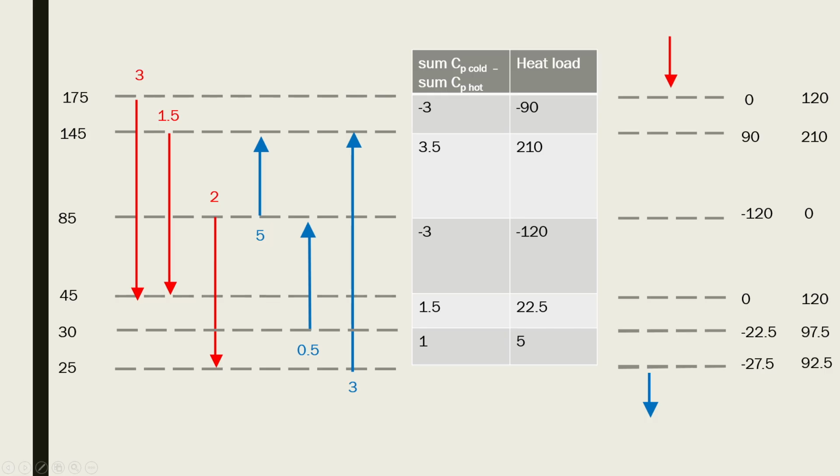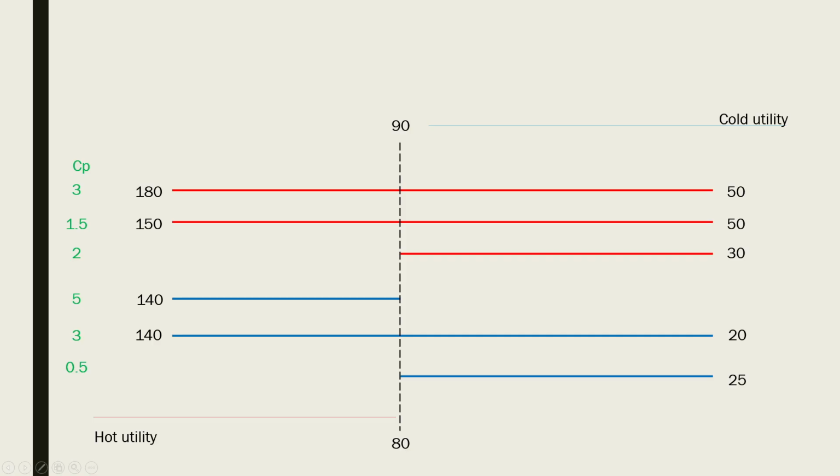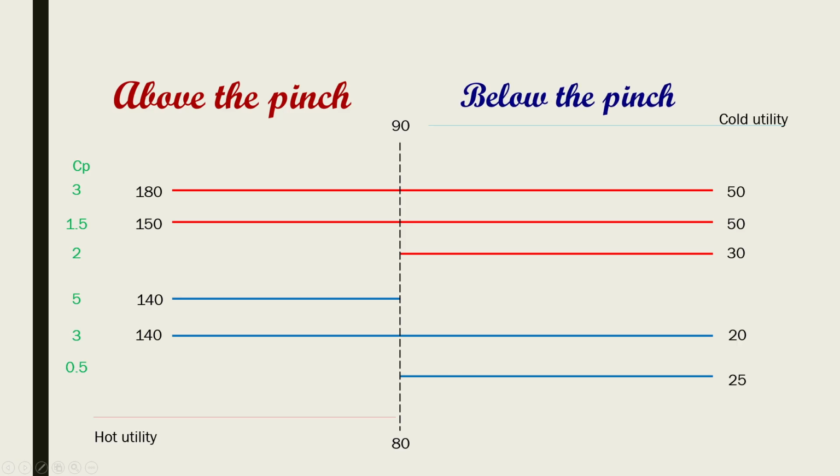To design the heat exchanger network, first of all, you need to represent the pinch temperature line, which is 90 for the hot streams and 80 for the cold streams. Then you are going to draw the hot streams, then the cold streams. The temperature of this graph increases from right to left. So right is the minimum temperature and left is the maximum temperature. The pinch line splits this graph into two halves. The first section is above the pinch and the second section is below the pinch.